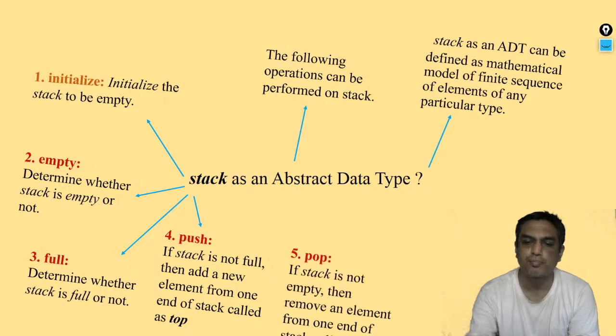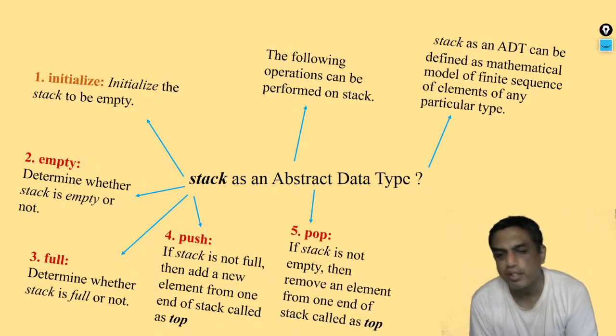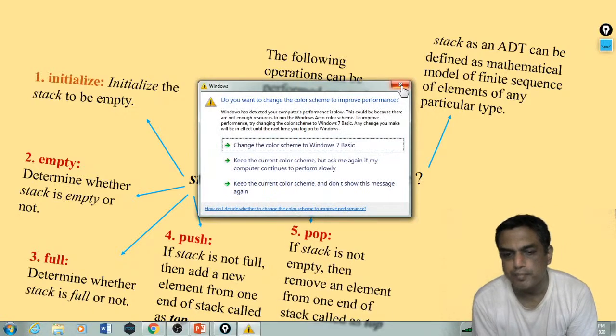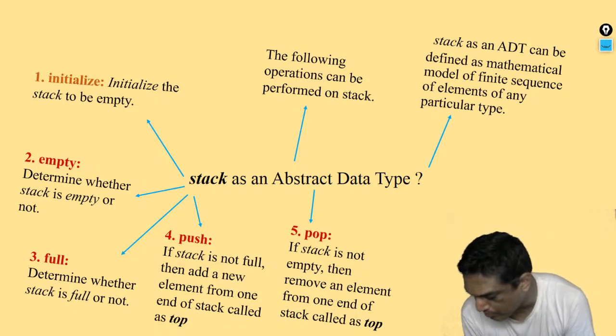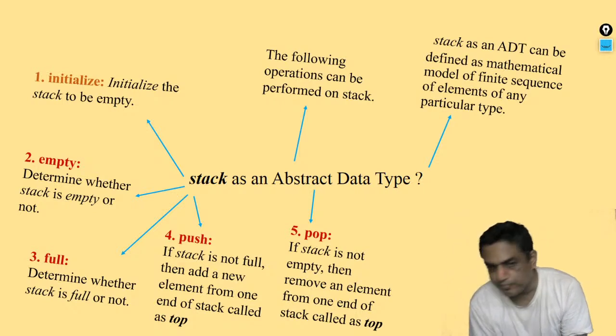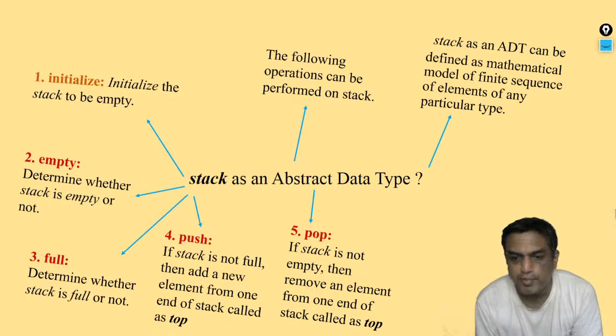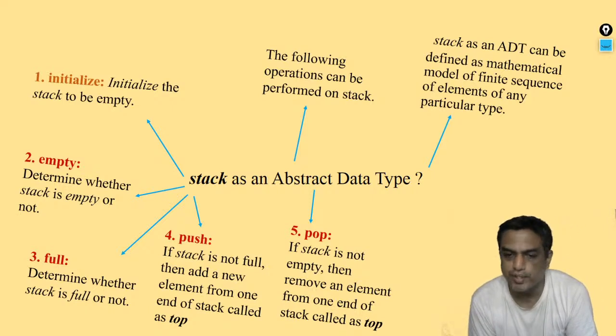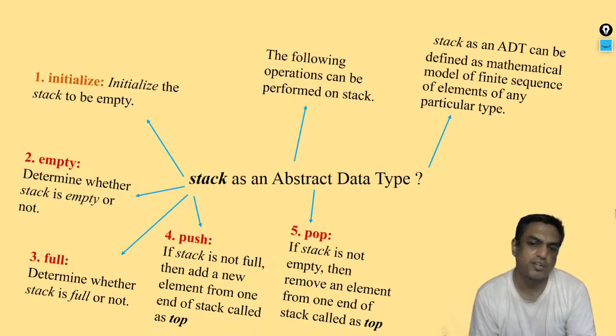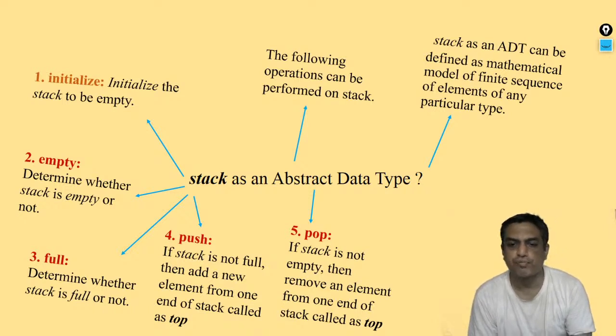The last operation is the pop operation. Pop operation means if the stack is not empty, then remove an element from one end of the stack, the top. So before removing an item from the stack, you have to check whether your stack is empty or not, because from an empty stack you cannot remove anything.